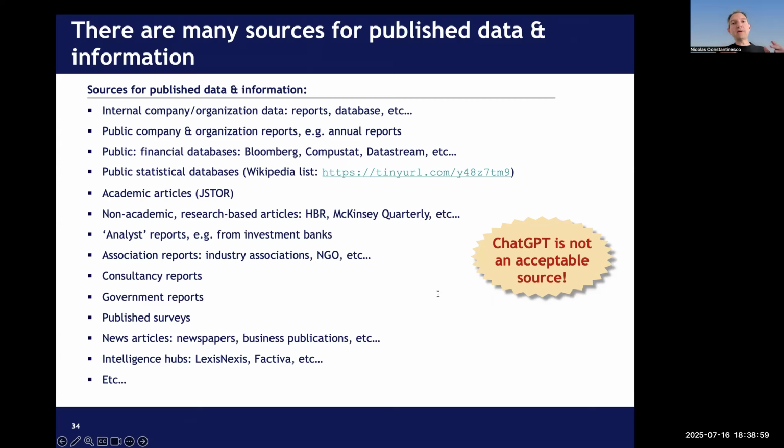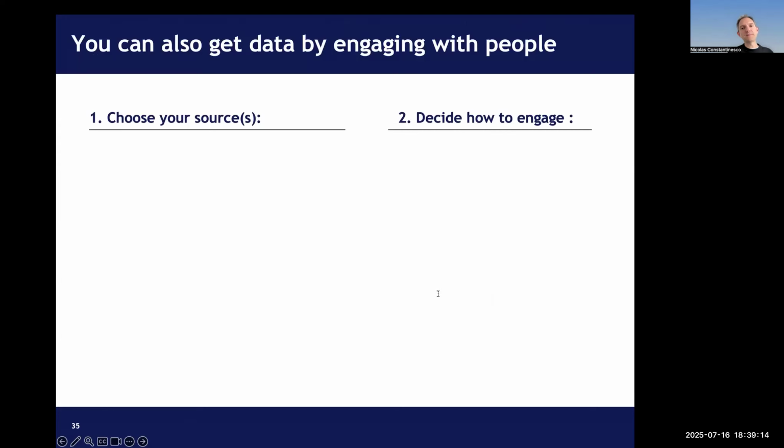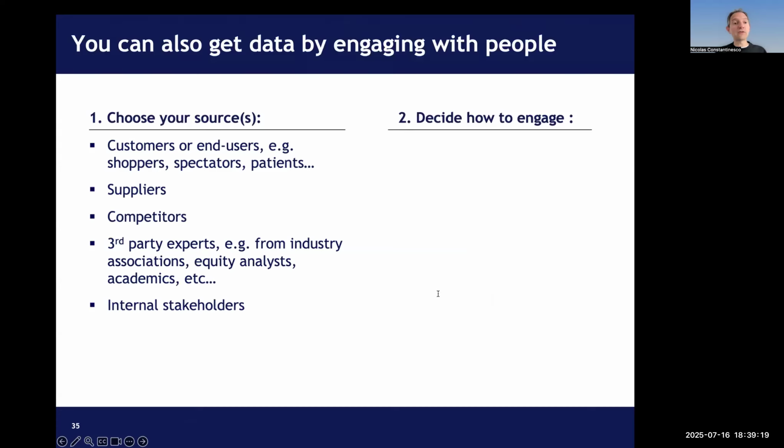So you can get data anyway. That's all about published data, right? So stuff that you can read. But then you can also get data from people who give it to you, as in they write for you or they speak to you. And there, of course, that can be all sorts of different people. Could be potential customers or end users, suppliers, competitors, third-party experts. That's one of the things that I like a lot, the third-party experts.